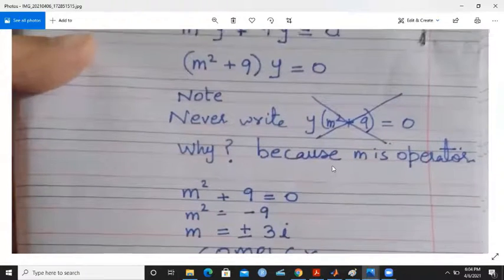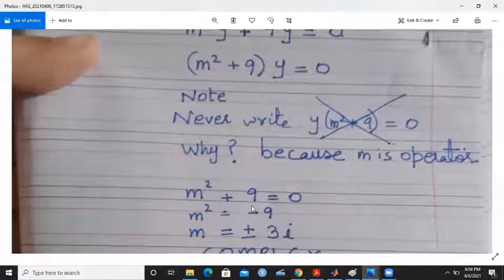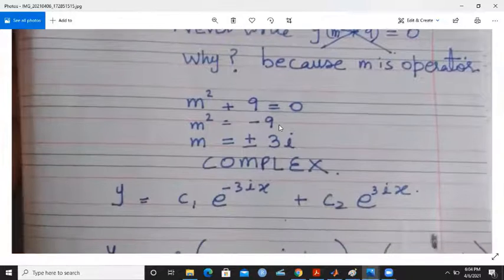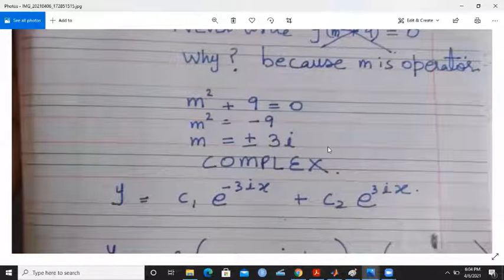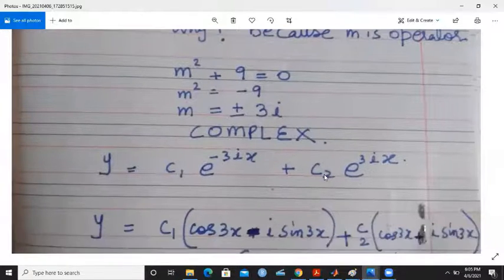Now I will simplify it. I can see that m square plus 9 means m square is equal to minus 9, m is equal to plus minus 3i. Okay, so I have C1 e to the power minus 3ix plus C2 e to the power 3ix. Why? Because this is the basic procedure. Whatever the roots are, we will say y is equal to C1 e to the power first root x plus C2 e to the power second root x. Okay, so I have got something similar to the rule that I have just discussed with you.